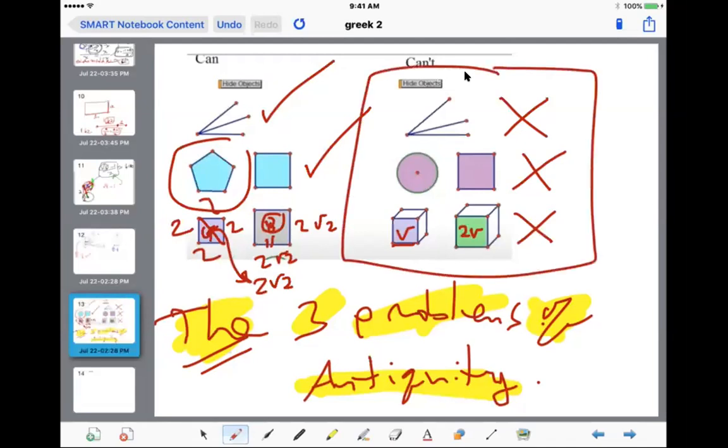And if I were to give a final exam, if we were like in person, one of the questions on the final would be, name the 3 problems of antiquity. Because no history of math course could be complete unless these 3 problems are mentioned.